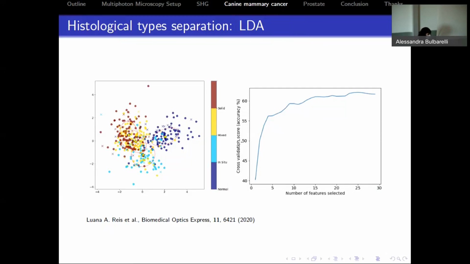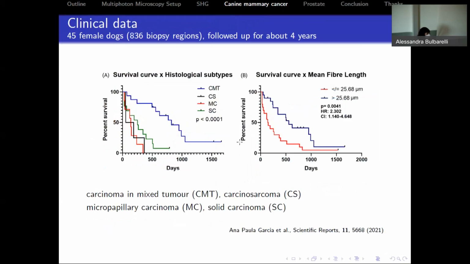So that's where we got to with this mammary cancer. Then we did another set of data looking at 445 female dogs with 836 biopsy regions, but not just looking at the details of the image; we tried to correlate that with prognosis, because they were archived histological biopsies and the dogs were followed for 4 years.